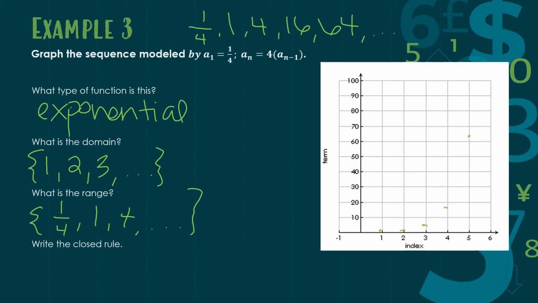Last thing we need to do is write the closed rule. That's the same thing as the explicit rule. So we have a sub n equals a sub 1, which is our first term of 1/4, times the common ratio, which is 4, and then to the n minus 1. Do not simplify.